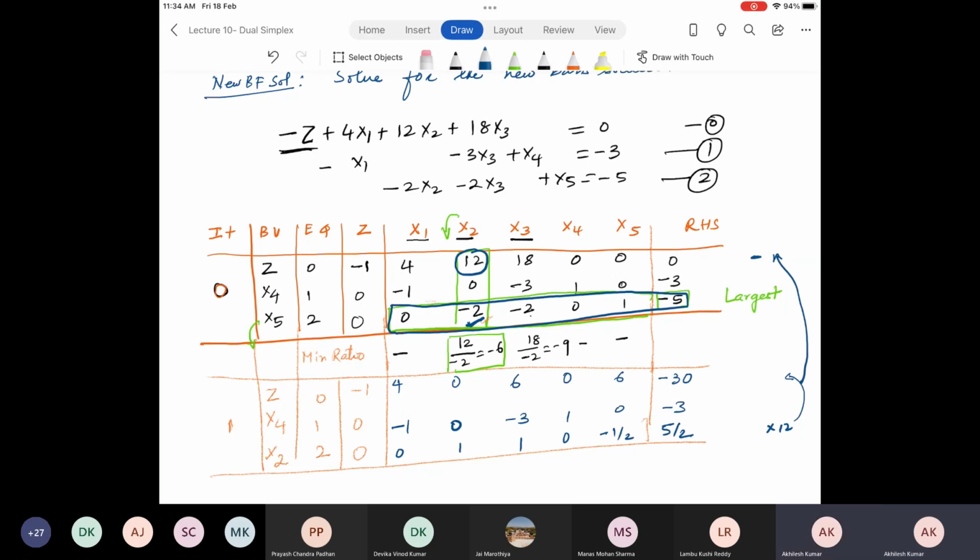Is this correct, guys? Devika, you want to tell us something? Devika, is it correct?